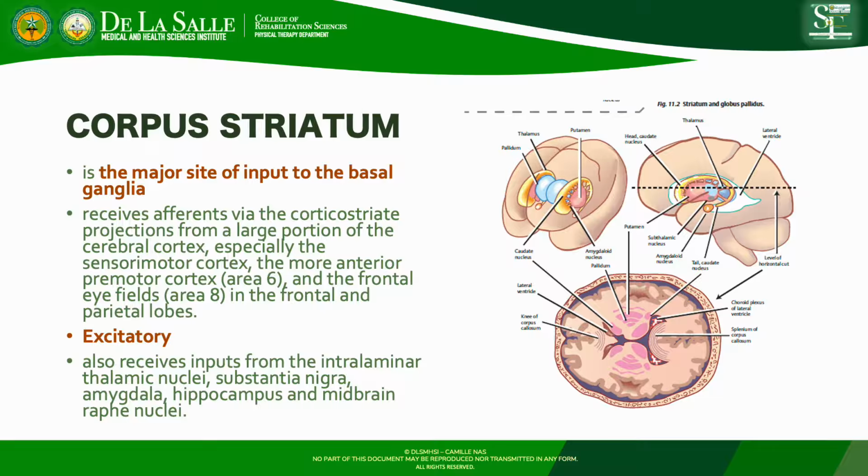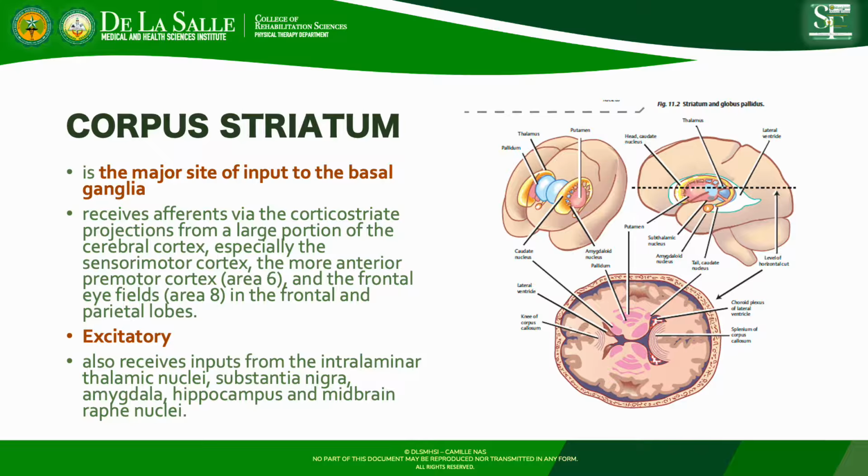It receives afferents via the corticostriate projections from the cerebral cortex, especially the sensory motor cortex, which are your Brodmann areas 4 and 3, 1, 2. Aside from that, it also receives afferent input from the premotor cortex and the frontal eye field. It is excitatory. When we say excitatory, it stimulates the basal nuclei. It also receives input from the intralaminar thalamic nuclei, substantia nigra, amygdala, hippocampus, and midbrain raphe nuclei.